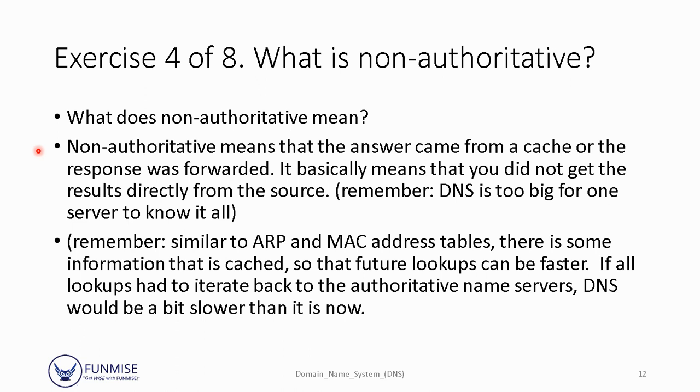Remember, similar to ARP and MAC address tables, there is some state information that is cached so that future lookups can be faster. I mean, if all lookups had to iterate back to the authoritative name servers, DNS would be a bit slower than it is now.